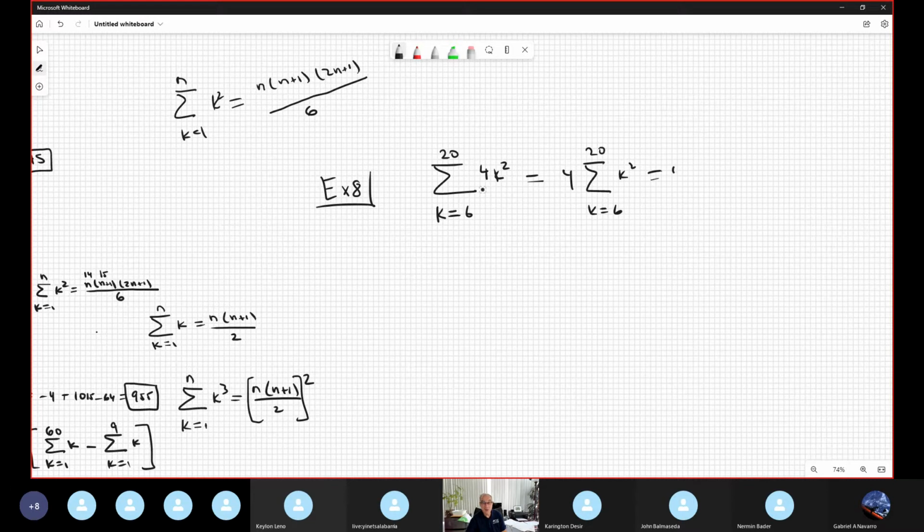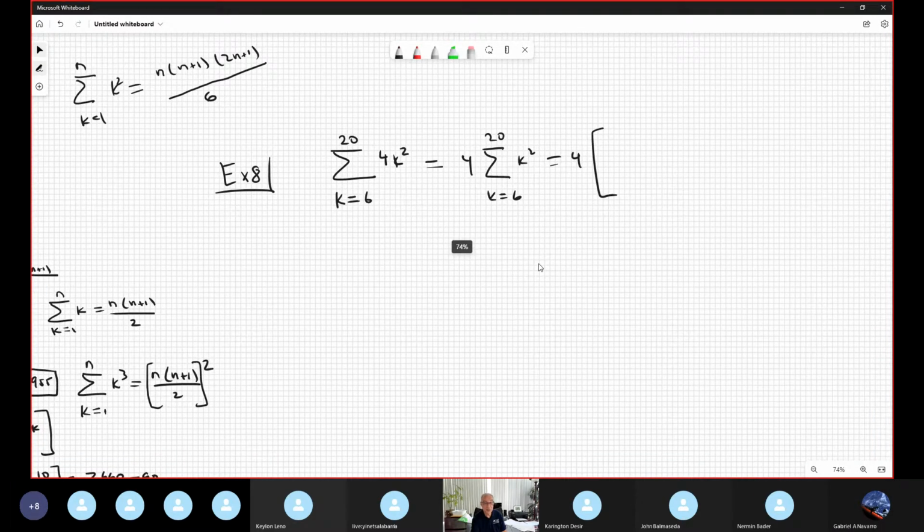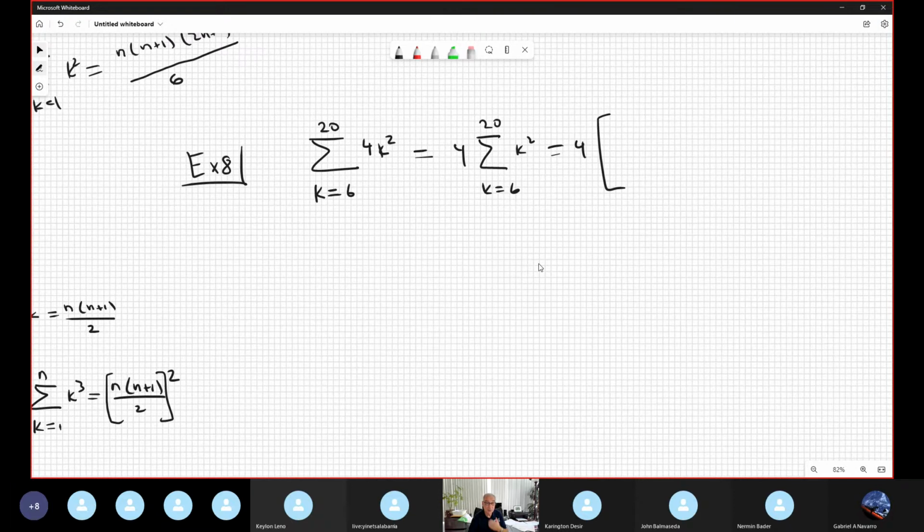But I need to manipulate a little bit because this formula can be applied only when k is starting at 1, not at 6. So you split the summation in 2 summations. One summation starting at 1 to 20 of k squared, and another summation, always starting at 1, to 5. It's the previous of 6, of k squared. Okay, no problem. I understand.